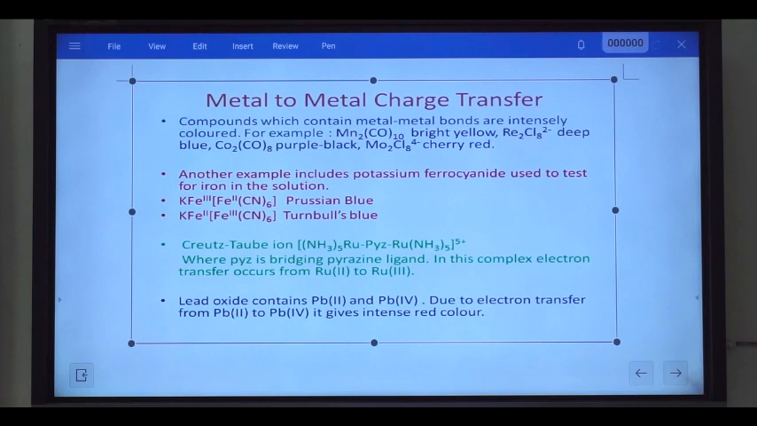Next is another example, which includes potassium ferrocyanide, the iron test for iron in solution, that is Prussian blue and Turnbull's blue.